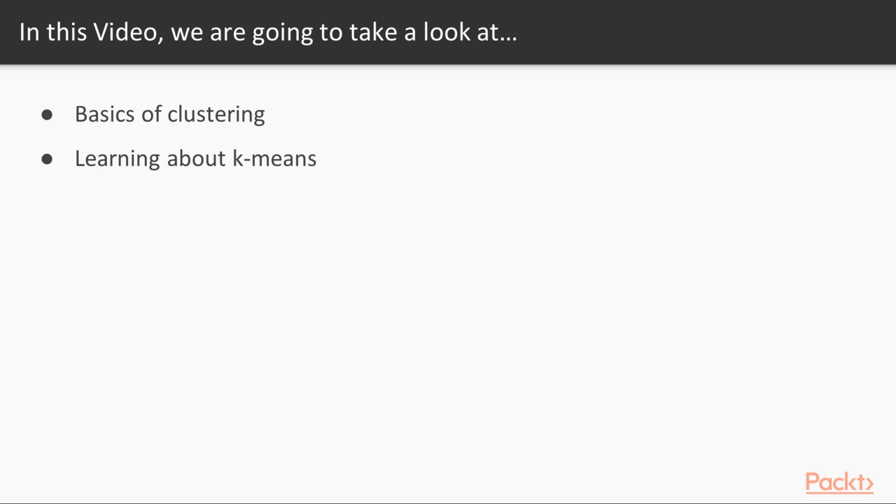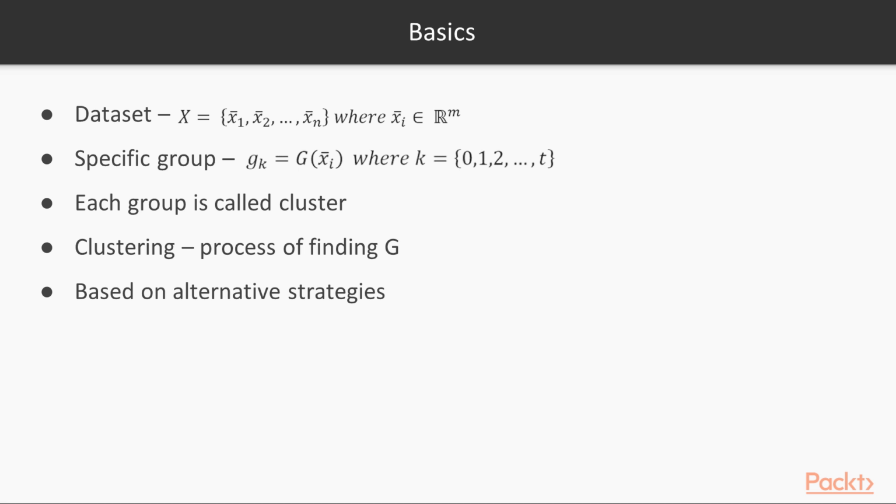In this video we'll first learn the basics of clustering and learn about k-means. Let's get the basics right first. Consider this dataset of points. We assume that it's possible to find a criterion, not unique, so that each sample can be associated with a specific group as shown. Conventionally, each group is called a cluster, and the process of finding the function g is called clustering. Different clustering algorithms are based on alternative strategies to solve this problem, and can yield very different results.